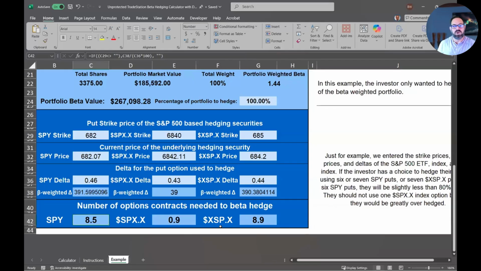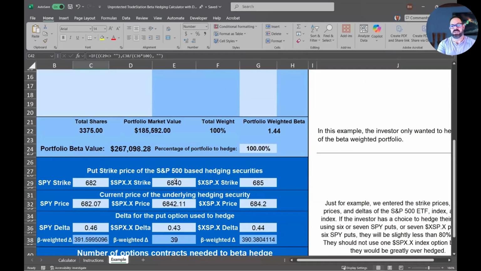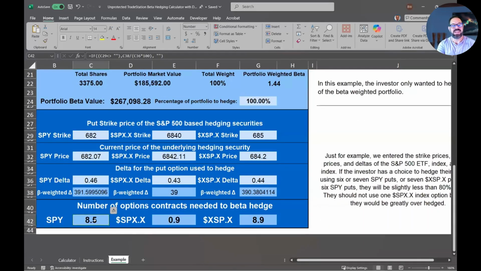So instead of 4 in this case, now this wasn't the same portfolio, but this one is 8.5. Again, you could round down to 8 and have a little bit extra exposure, or you could round up to 9 and have extra protection.